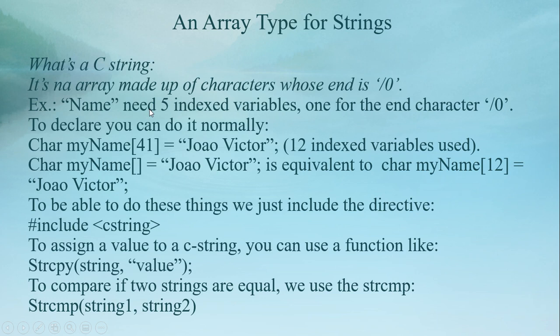So what's a string in C? It's an array just made up of characters that has the end 0 or \0. So for example, a name needs 5 index variables, 1 for the last character and 4 for the others. To declare, you can do it normally. For example, my name, João Victor, you can declare just the type, the name of the variable, and how much space it's going to get. In this case, you have just 10 letters and 1 space, 11 plus the index 0. You're going to get 12 variables needed.